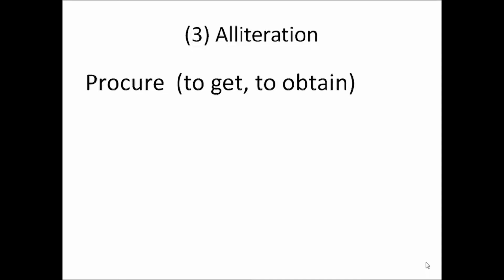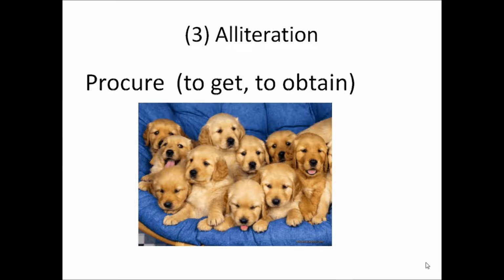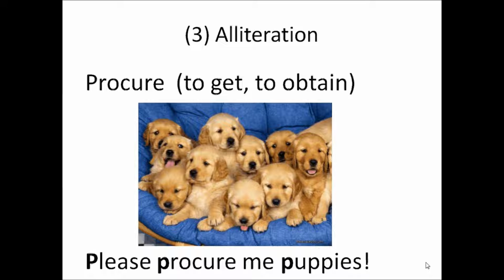Our third strategy is alliteration, repeating the same initial sound at the beginning of multiple words to help us remember. So let's say we're trying to remember the definition of procure. Procure means to get or to obtain. I want to think of something that I want that starts with a P. How about puppies? So I might remember, please procure me puppies, in order to remember that procure means to get or to obtain.